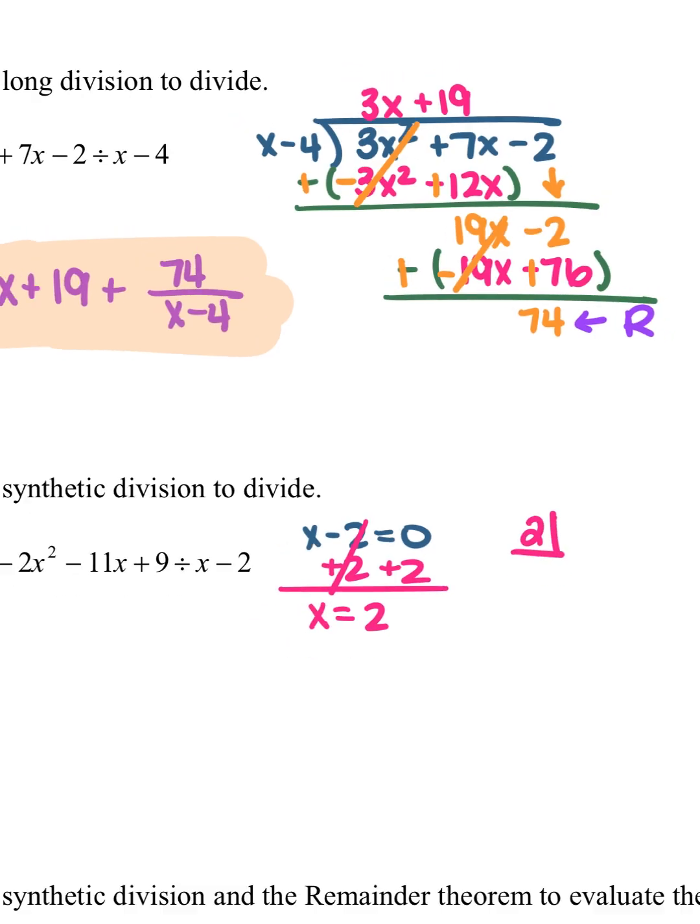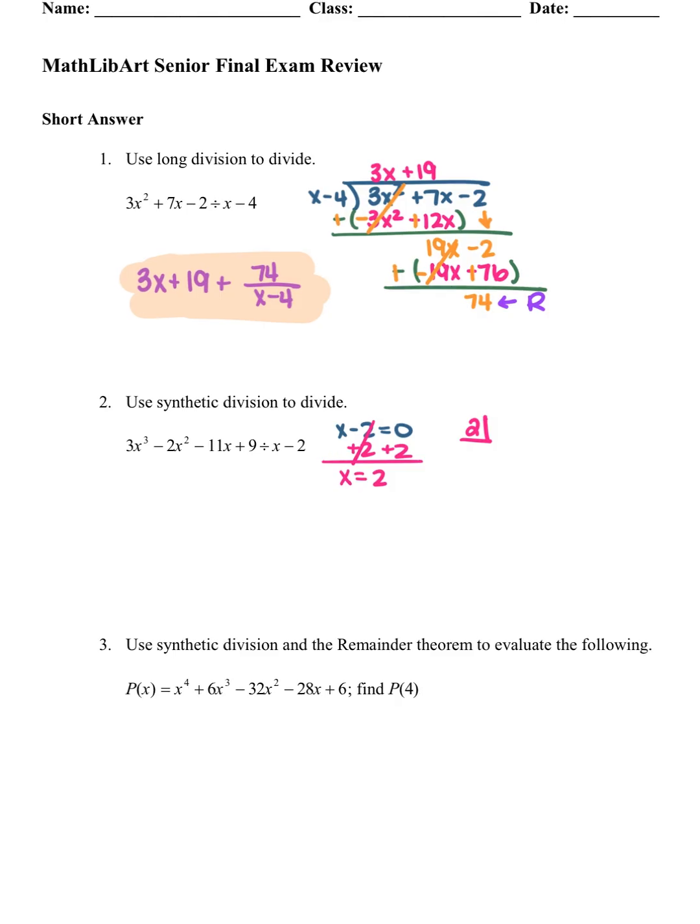On your inside goes your coefficients from highest power to lowest power. So we have the 3x cubed, so that'll be 3. The negative 2x squared, that's negative 2. Negative 11x is negative 11, and 9 on the inside. We're going to drop down that 3, multiply it by the 2. That gives us 6. We combine it with the negative 2. That's 4. 4 times 2 is 8.